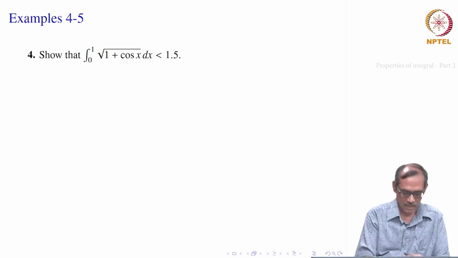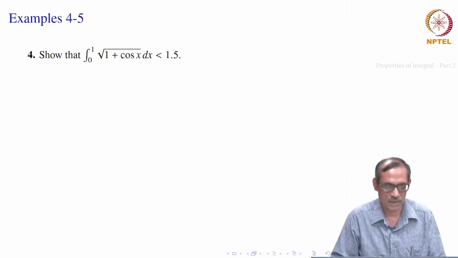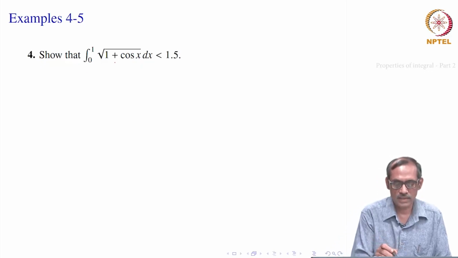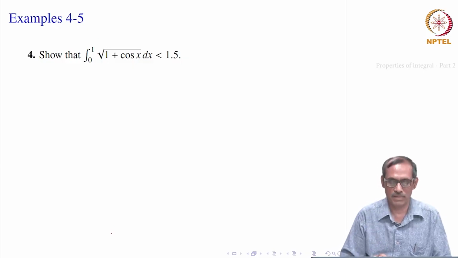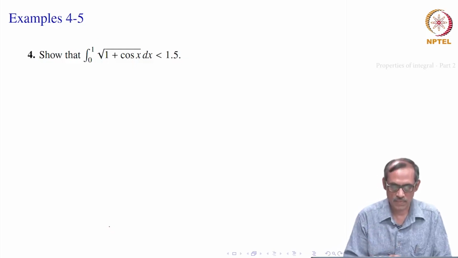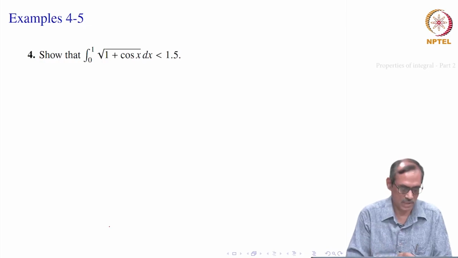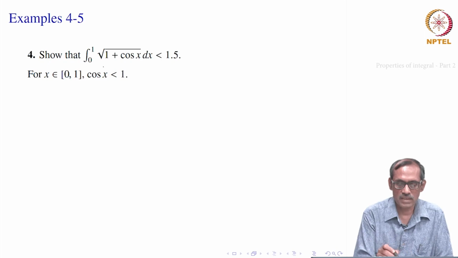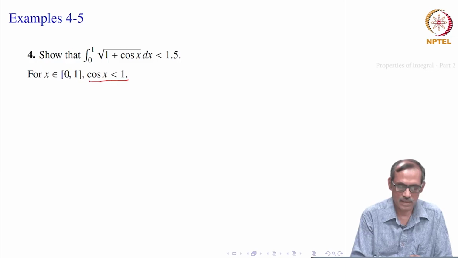Okay. So, let us take one more example. We want to show that the integral of square root of 1 plus cos x over the interval 0 to 1 is smaller than 1.5. So, it is an estimation. Somewhere we have to use some estimation, that is what we will do. So, now you see for x in the closed interval 0 1, cos x is always less than 1.